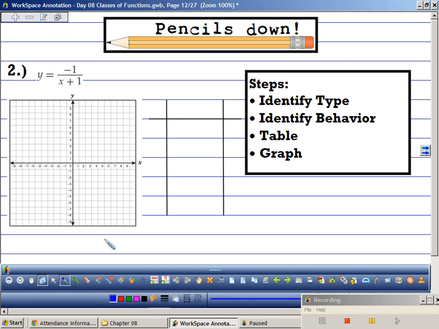Okay, let's try another one. Can somebody identify what type of function this is?